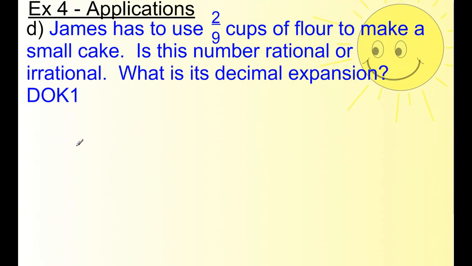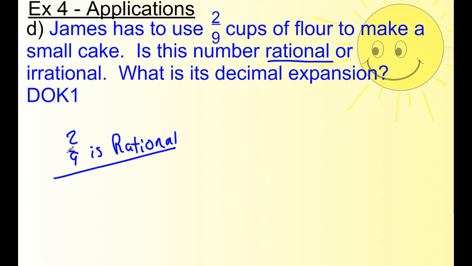So first off, hopefully you decided that 2/9 is rational. We determined that any number that can be written as a fraction is rational, and since 2/9 is already a fraction, it is a rational number. So that answers that question. Second part of the question is, what is its decimal expansion?